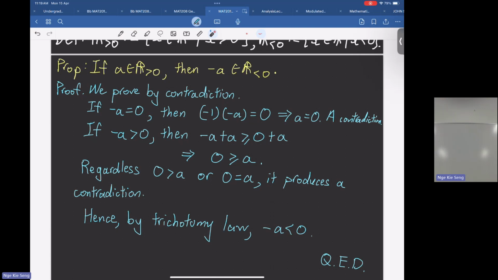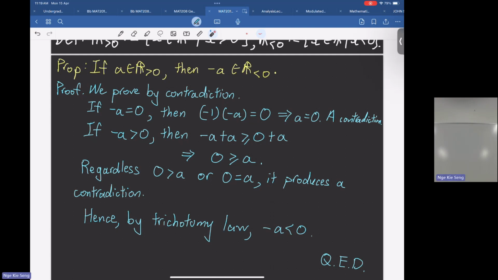But I started with A greater than 0. Another contradiction. So these two cases give you a contradiction. So by the trichotomy law, there's only one possibility left: minus A is less than 0. Okay? Does it make sense?